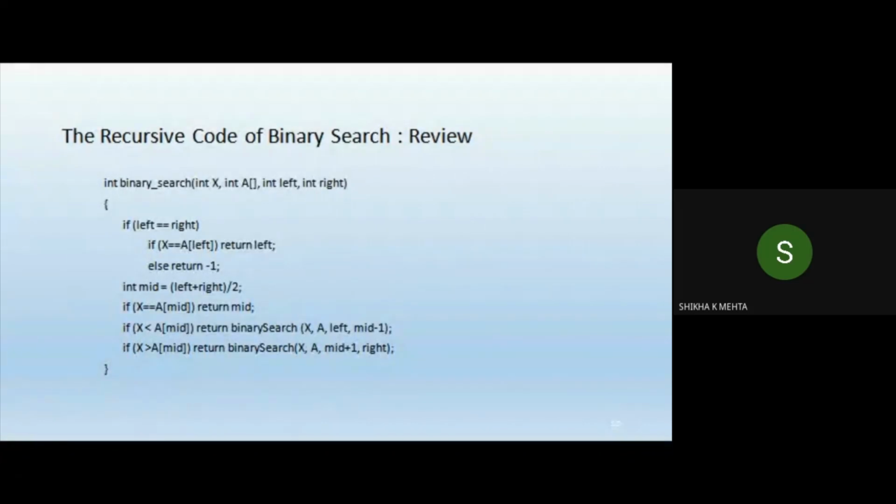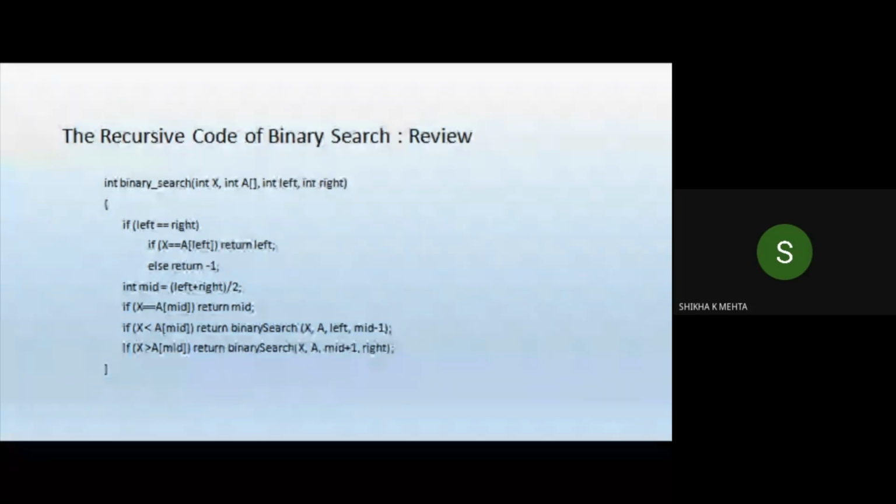So we reach here, mid is equal to left plus right by 2. So left and right are basically the ends of the array, the sub-array that we are computing. So if x is equal to a of mid, return mid. If x is less than a of mid, these are the three conditions that we have seen previously also. But there is a small change when we have to write the recursive code for the binary search.